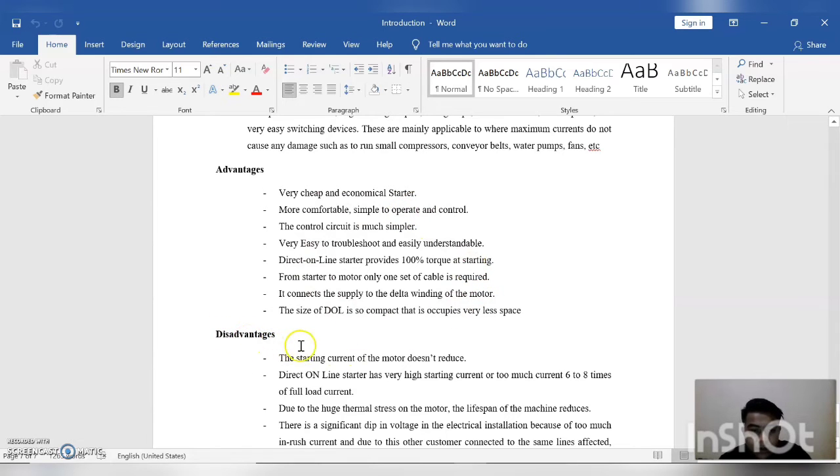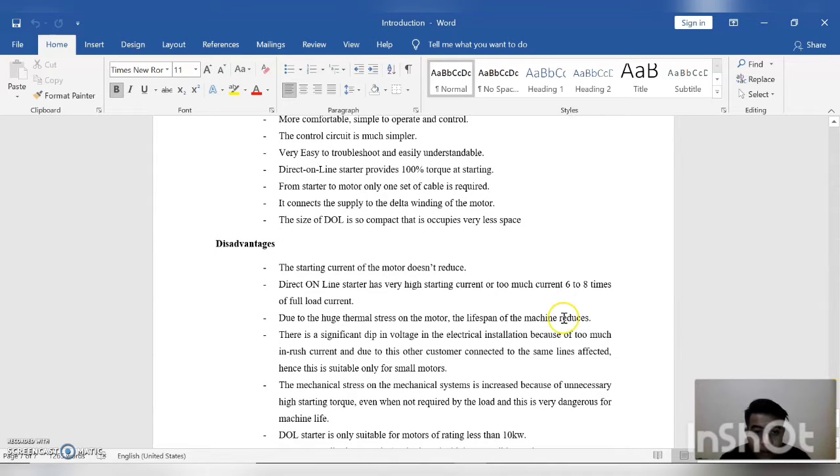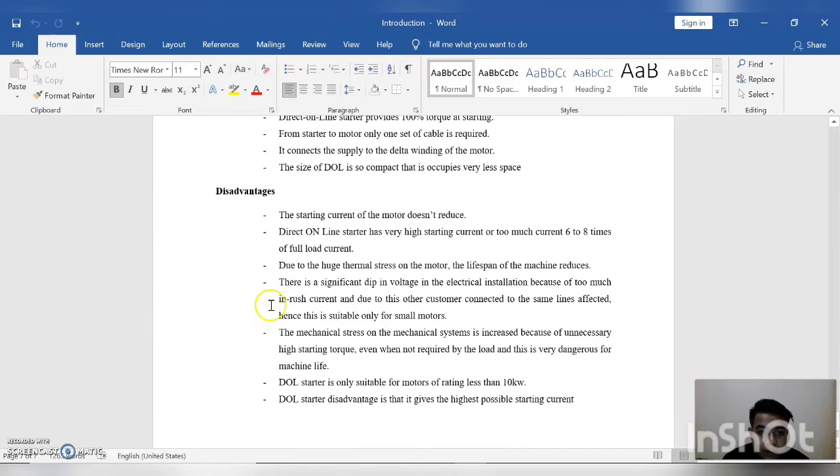But the disadvantage is the starting current of the motor does not reduce. The direct online starter has very high starting current, or too much current, 6 to 8 times the full load current. So, due to the high thermal stress on the motor, the lifespan of the machine is reduced. Okay, so that is the next disadvantage of the direct online motor starter.